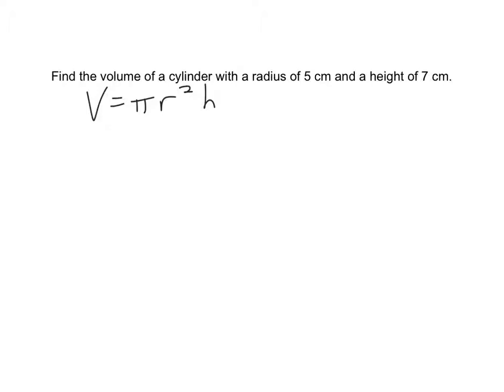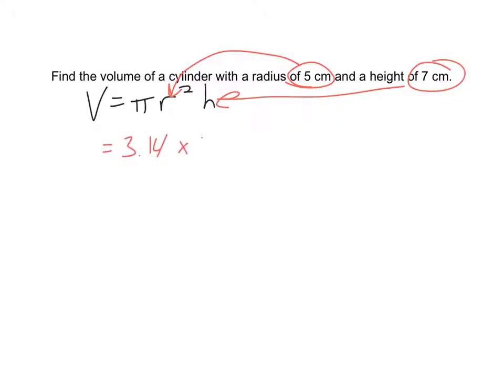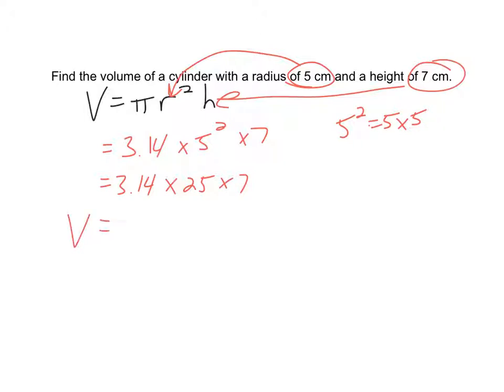So if we have a cylinder that has a radius of 5 centimeters and a height of 7, and we're asked to find the volume, 5 goes in for R, 7 goes in for H. And again, we're going to use 3.14 for pi, so we're going to have 3.14 times 5 squared times 7. Remember, 5 squared is the same as 5 times 5. If I type that in, I get 25, so I'm going to do 3.14 times 25 times 7. And that's going to give me my volume, which is 549.5, and our label is centimeters, so we're going to have cubic centimeters.